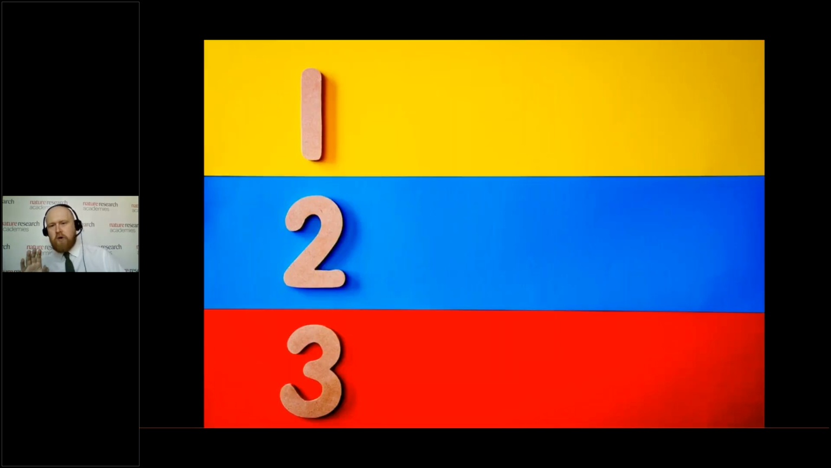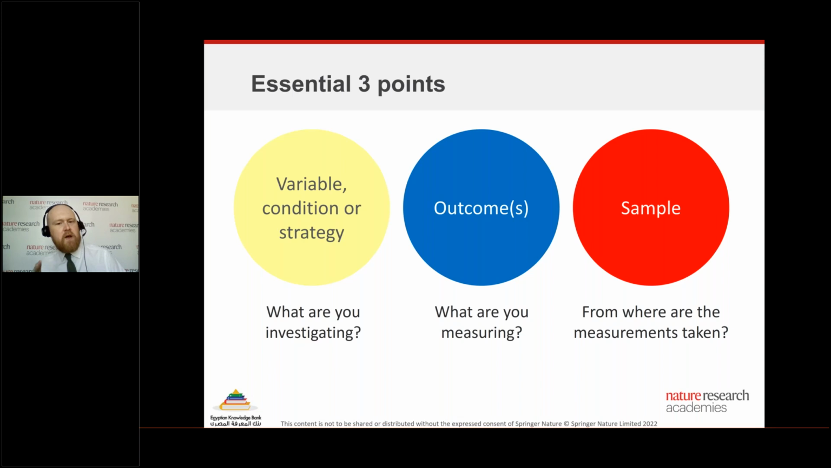Also, all good objectives will have three key elements. They will have a variable, an outcome, and a sample. Every objective must have all three. The variable is simply what you are investigating. The outcome is going to be what you're measuring, and the sample, of course, is from where the measurements are taken.